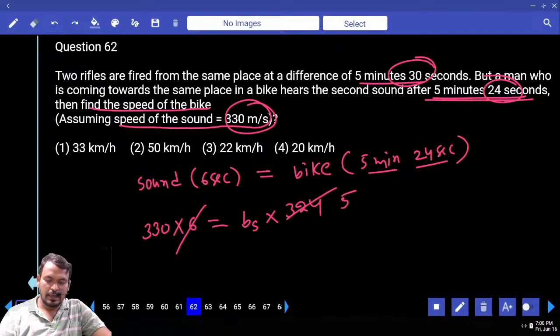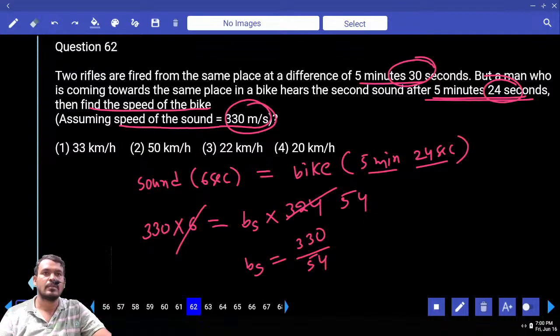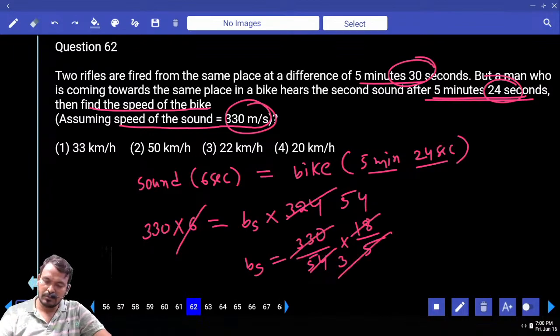5 again 4 times, then bike speed is how much? 330 by 54, converted to kilometer per hour, multiplied by 18 by 5. Or 18 how many times? 3 times, or 5 3s are 15, how many times? 22 times, or kilometer per hour.